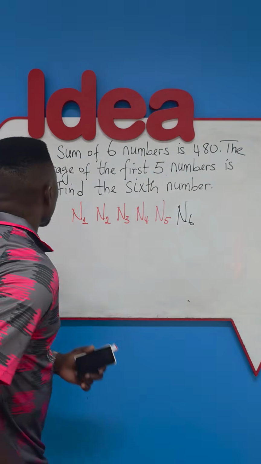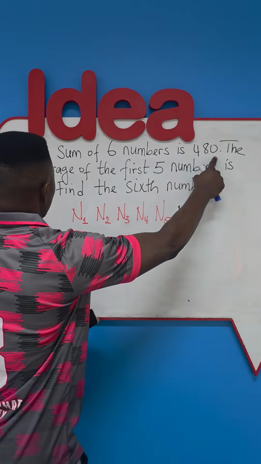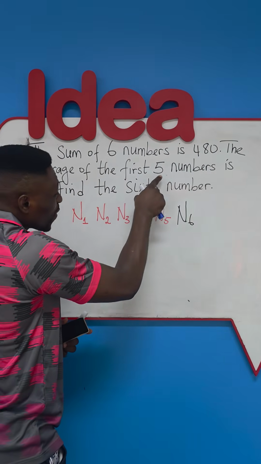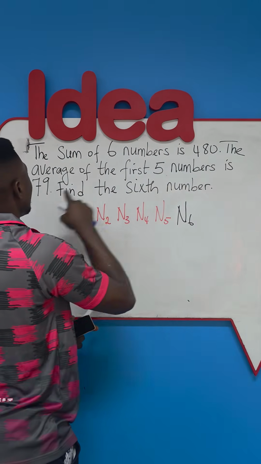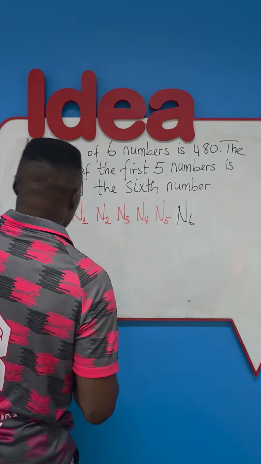Tomorrow will be better. The sum of 6 numbers is 480. The average of the first 5 numbers is 79. Find the 6th number. Follow me there, friends.